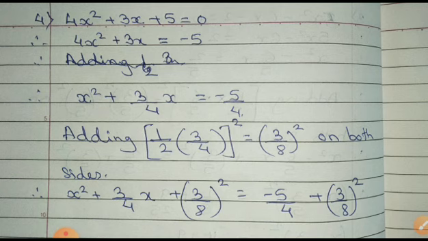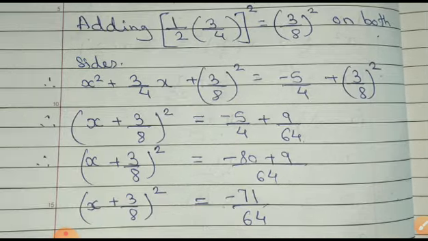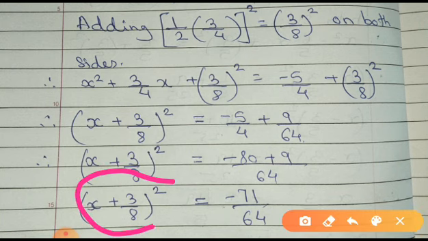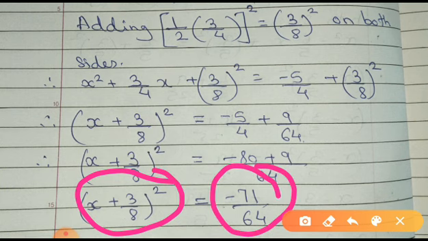So left hand side I'll be getting as x plus 3 by 8 bracket square. Okay. And my right hand side is equal to what? After simplifying, I have got minus 71 by 64. Now see here, this is a square term and I am equating that square term to a negative number. Can I get such a thing? Is there any number whose square is a negative number?